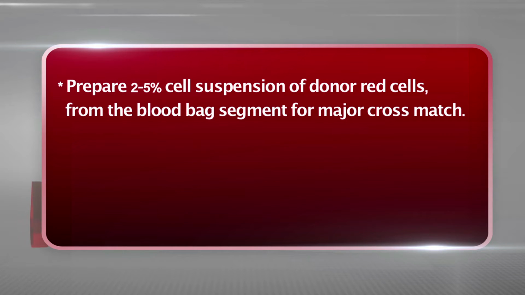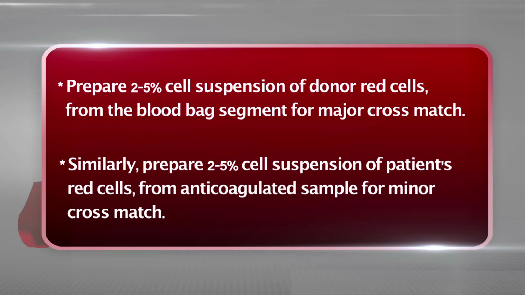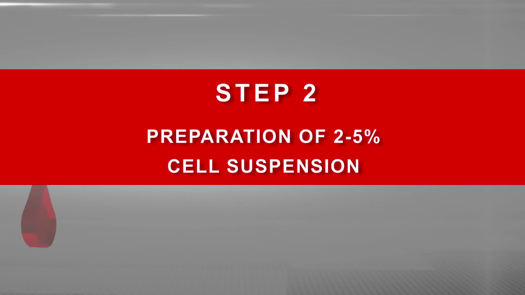Prepare 2 to 5% cell suspension of donor red cells from the blood bag segment for major cross-match. Similarly, prepare 2 to 5% cell suspension of patient's red cells from anticoagulated sample for minor cross-match. Step 2. Now we will see how to prepare a 2 to 5% cell suspension.